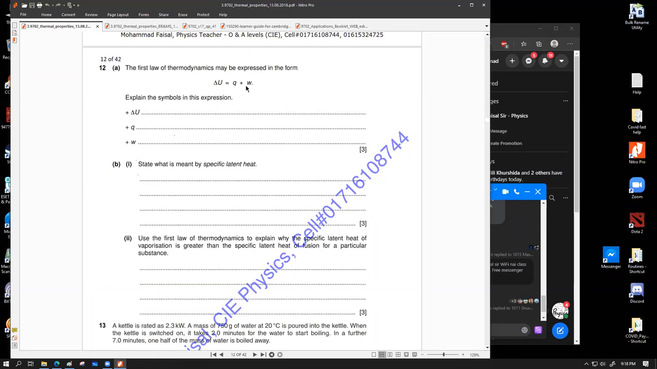So the logic is that if you compare the two processes, delta U is bigger in boiling compared to melting. And also, for the value of W, for the melting process W is almost zero, whereas for the boiling process W is highly negative. Both of these factors contribute towards a very large increase of Q for the boiling process compared to the melting process. Also, sir, due to the volume increase, there's a large increase of potential energy. Yes, definitely. Okay. Makes sense now, sir. Thank you. Okay, no problem.